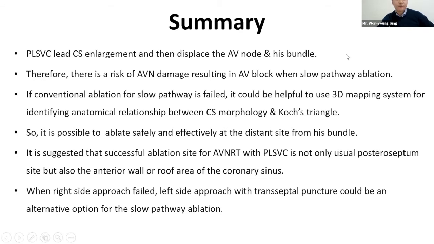If conventional ablation for the slow pathway fails, it could be helpful to use a 3D mapping system for identifying the anatomical relationship between coronary sinus morphology and the triangle of Koch. So it is possible to ablate safely and effectively at a site distant from the His bundle. It is suggested that the successful ablation site for AVNRT with persistent left SVC is not only the usual posterior septum site, but also the anterior wall or roof area of the coronary sinus. When the right side approach fails, a left side approach with transseptal puncture could be an alternative option for slow pathway ablation. Thank you.